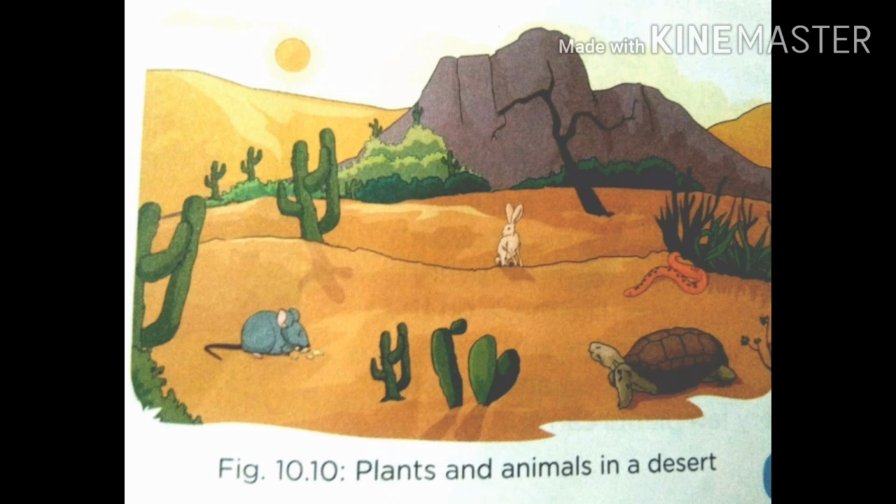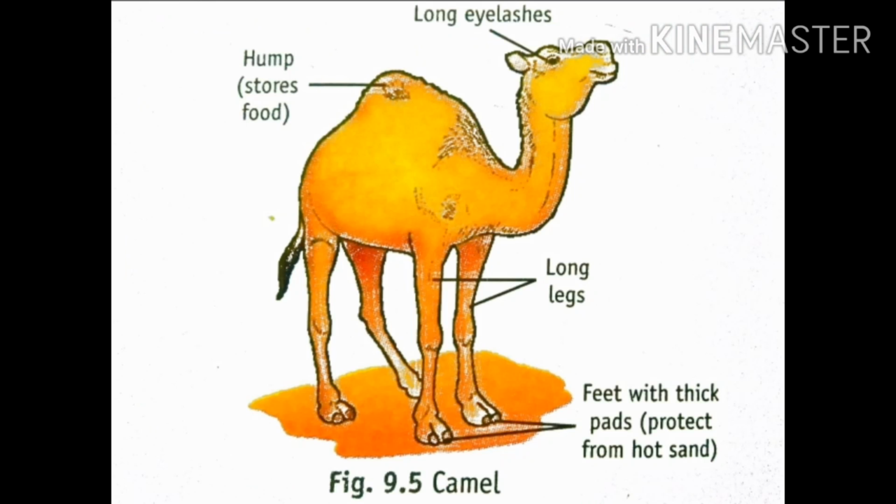Next one, adaptation in animals. Camel. A camel has long legs which help to keep the upper part of the body away from the heat of the sand on the ground. After drinking water once, it can live for many days without water.